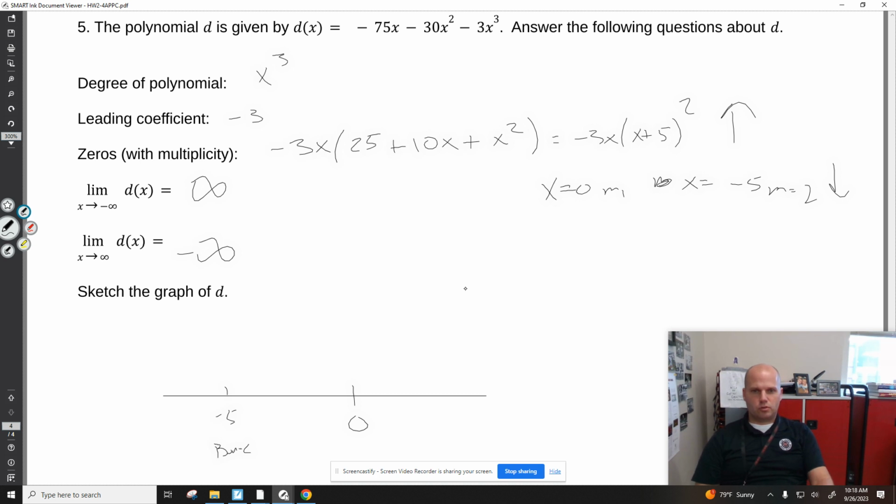You could test a sign, or you could use your end behavior to know this is negative. If I plugged in 3, negative, positive, okay, that's a negative. Change signs. End behavior leads you to that. Bouncing off works that way. Bounce off, pass through, we win.